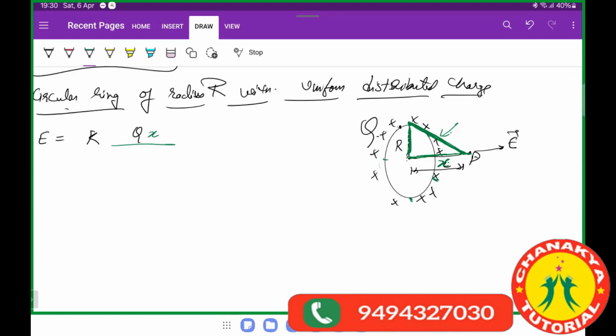Here we need to just integrate and differentiate all that. X square by 3 by 2.